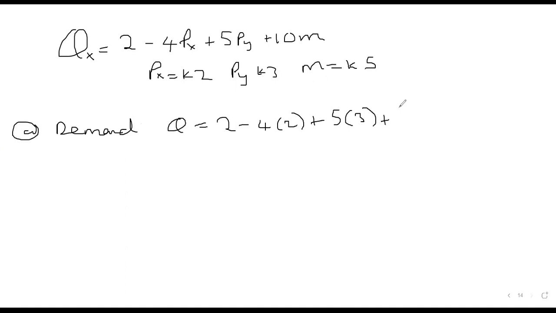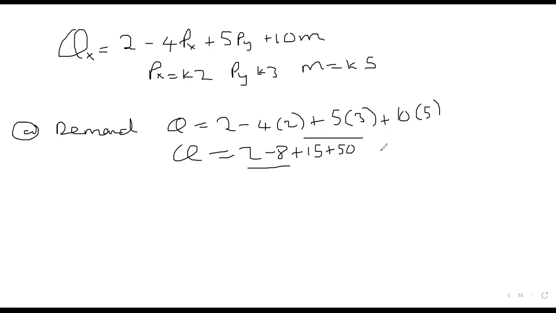Where there's income, you put your 5 there. All right, so our Q here will be 2 minus 8 plus 15 plus 50. So this is minus 6. So this is 65 minus 6 is what? 59. So this is your current demand.